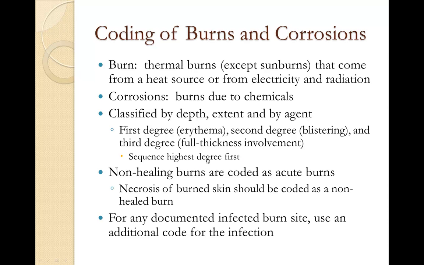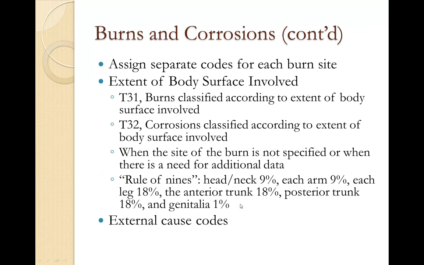We want to sequence the highest degree first. Any sort of non-healing burns are going to be coded as acute burns, which includes necrosis of a burned skin. And if we have a documented infection, we want to code that infection as well. We're going to assign a separate burn code for each site, and then we can also add an additional code for the extent of body surface involved. So T31, burns classified according to body surface involved, and T32 would be corrosions. And again, this follows that rule of 9. So if we know the percent, then we can add that on as an additional code.